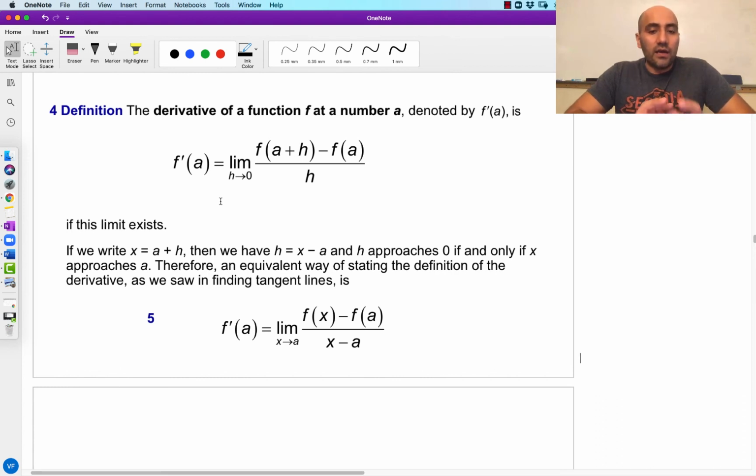Now, if we change our notation, this is using the notation of x equals a plus h. On the other hand, if we want to go back to our notation of letting point a be the one we're interested in and letting some other point just be x, then we can go back to this notation as well. So we've seen how we can go back and forth between the two.